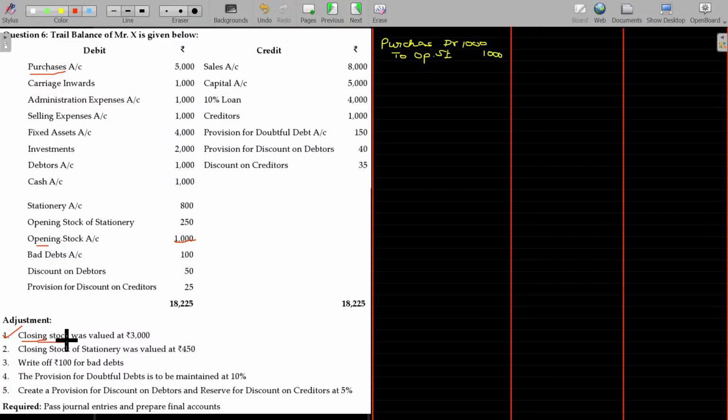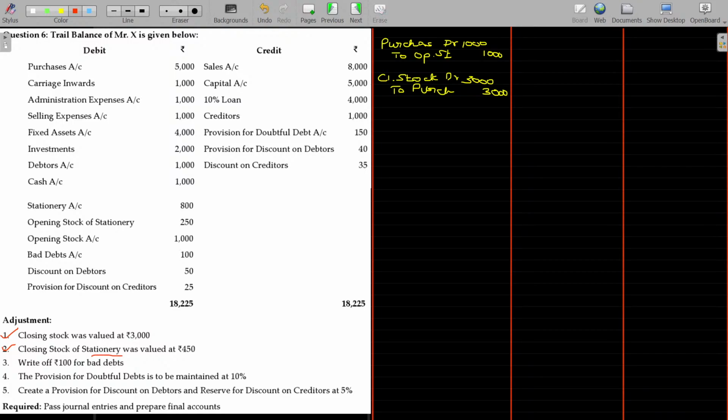And the journal entry for closing stock here is, closing stock account debit to purchases, the value being 3,000. With that, the adjustment related to the stock is over.